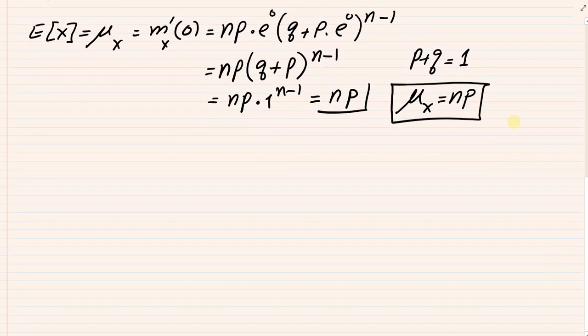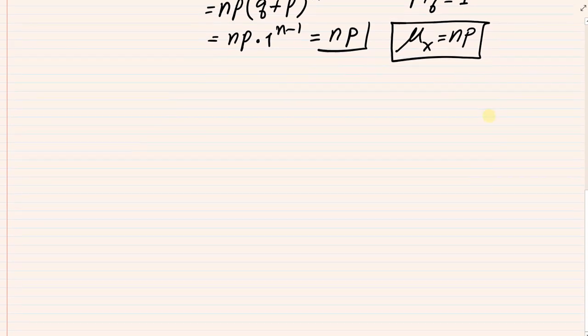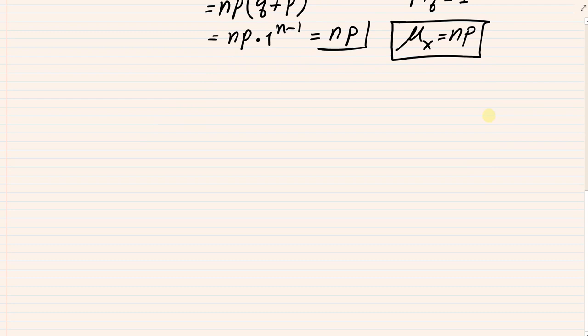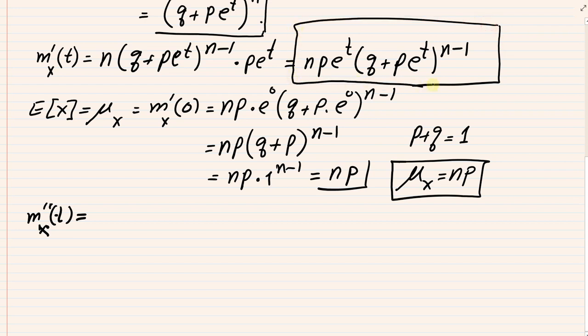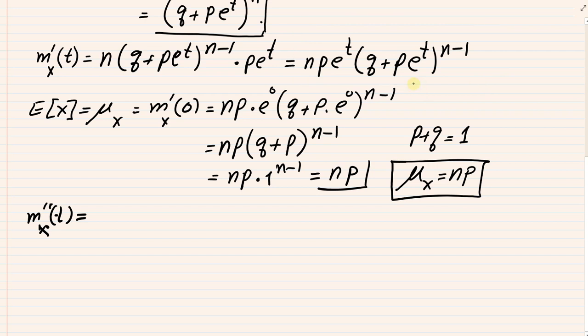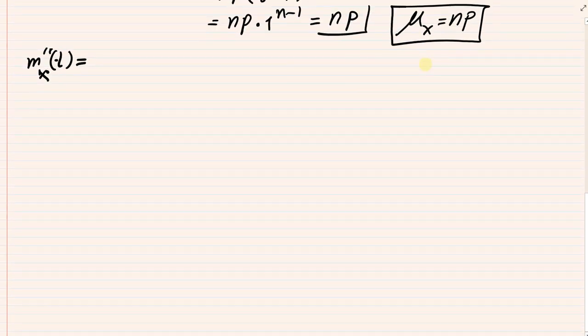Now, in order to find the variance, I'm going to have to find the second moment and then use the second moment and the definition of the variance in order to find the variance. So now M double prime of t, that's the derivative of the first derivative. So remember, the first derivative is up here. This is our first derivative of the moment generating function. So I'm actually taking the derivative of that expression. And when we do, this is what we're going to get.